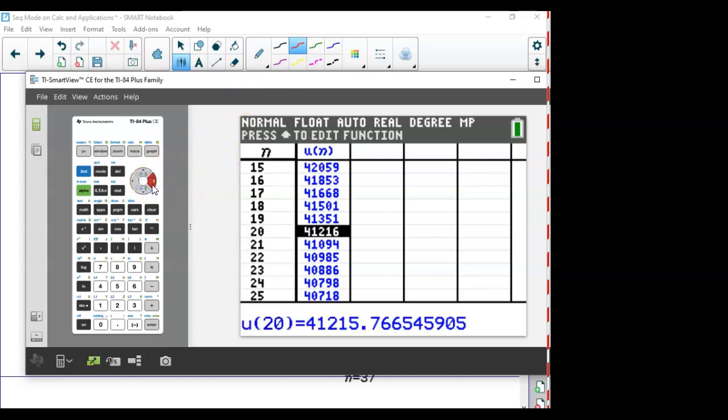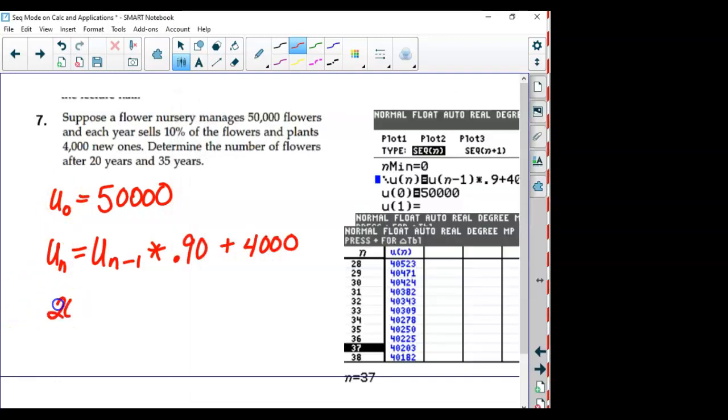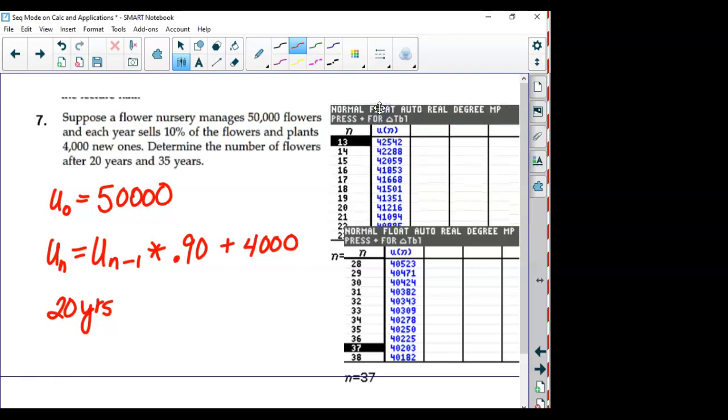So I have, by the way, it's an ugly decimal. If you look down at the bottom here, but it's a number of plants, so we just want a whole number anyway. So 41,216, did someone else get that, or did I type something wrong? Okay, so the 20-year mark, I think I have it here. The 20-year mark, we were at 41,216. And then anybody scroll out to 35 yet? Yep, that's what I have.